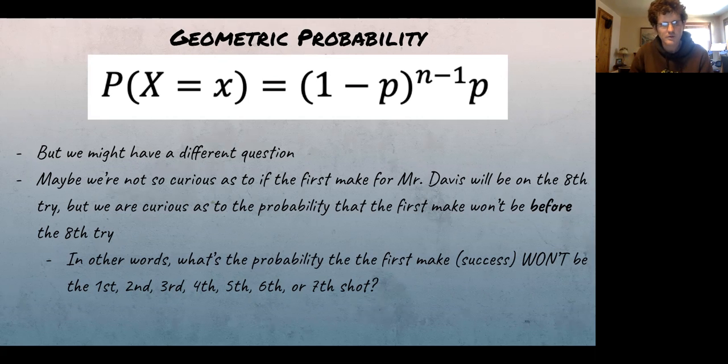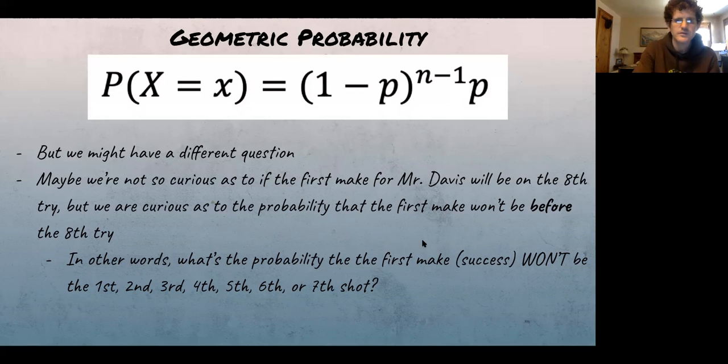So let's work through, if I am not going to make my first free throw before the 8th try, that means the very first time it's okay for me to make it is on the 8th one. This is not the same as just taking the probability of hitting it the 8th try and then getting the complement. So it's not going to be that straightforward.